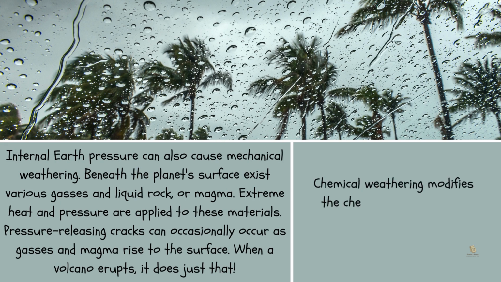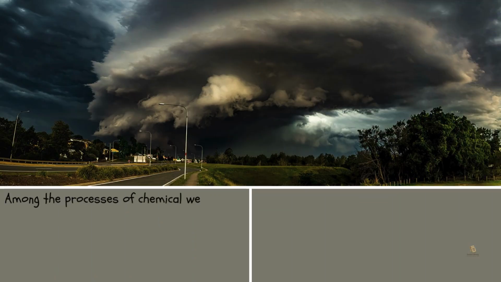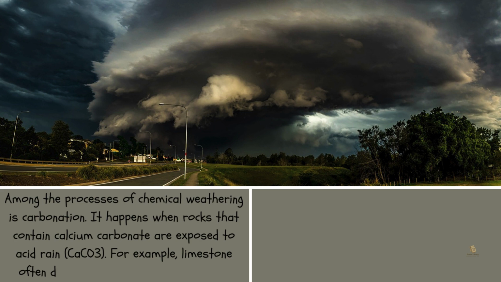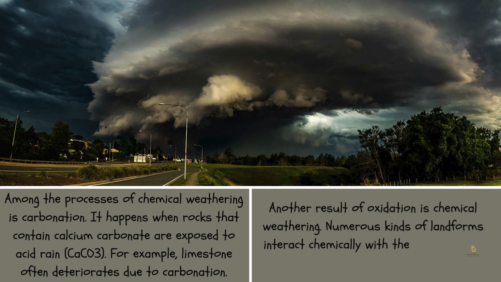Chemical weathering modifies the chemical properties of materials found on Earth's surface. Among the processes of chemical weathering is carbonation. It happens when rocks that contain calcium carbonate, CaCO3, are exposed to acid rain. For example, limestone often deteriorates due to carbonation. Another result of oxidation is chemical weathering. Numerous kinds of landforms interact chemically with the oxygen in the air.